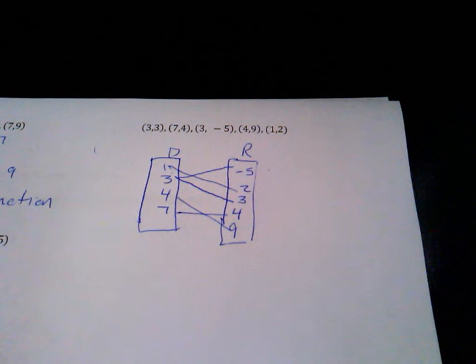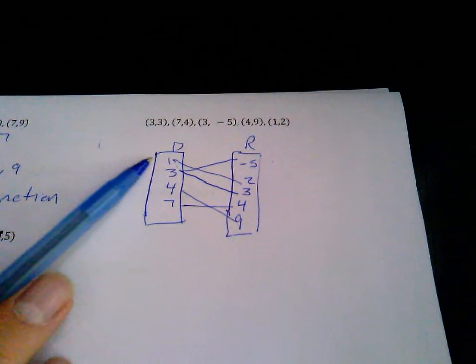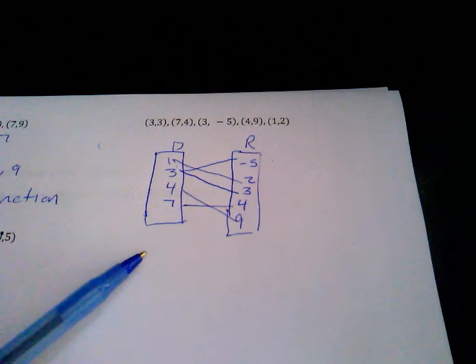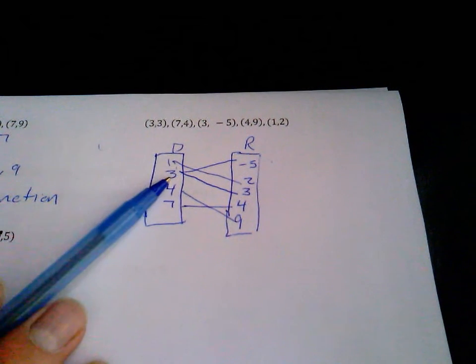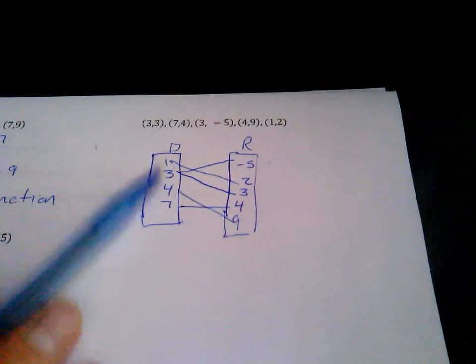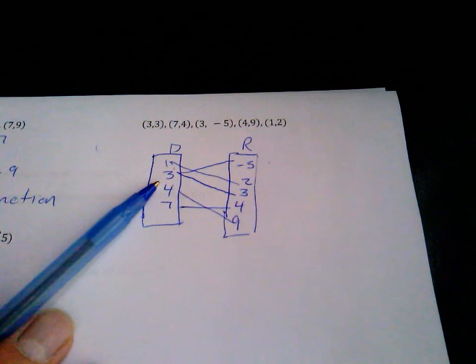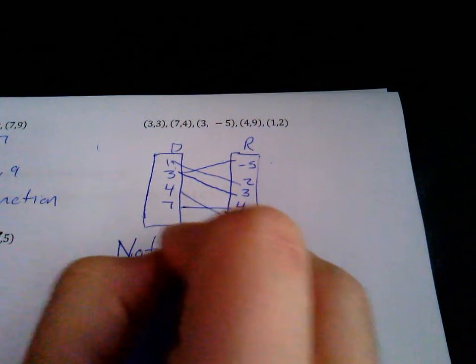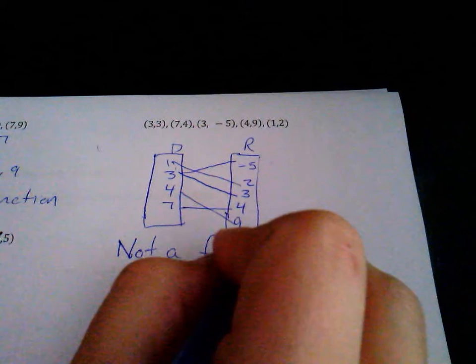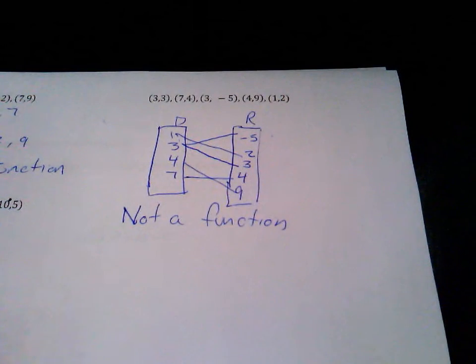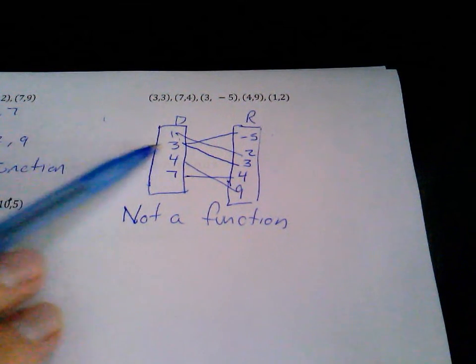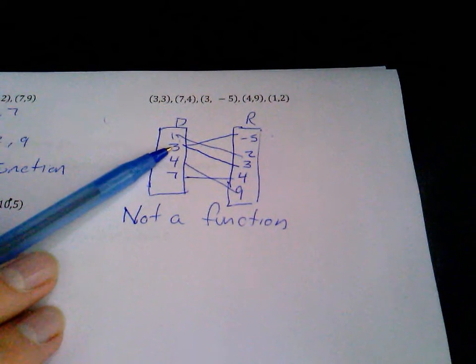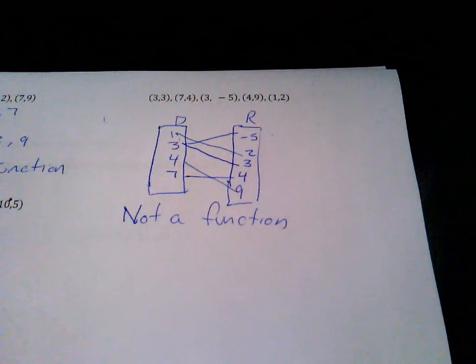Okay, now we can look at this. Do any of these females have more than one boyfriend? Yes, the 3. Okay, so society says that's bad, and we're going to say that's bad just in terms of math. So this means not a function. Okay. So we only care about the domain. If we have a number that has more than one boyfriend, then it's not a function.